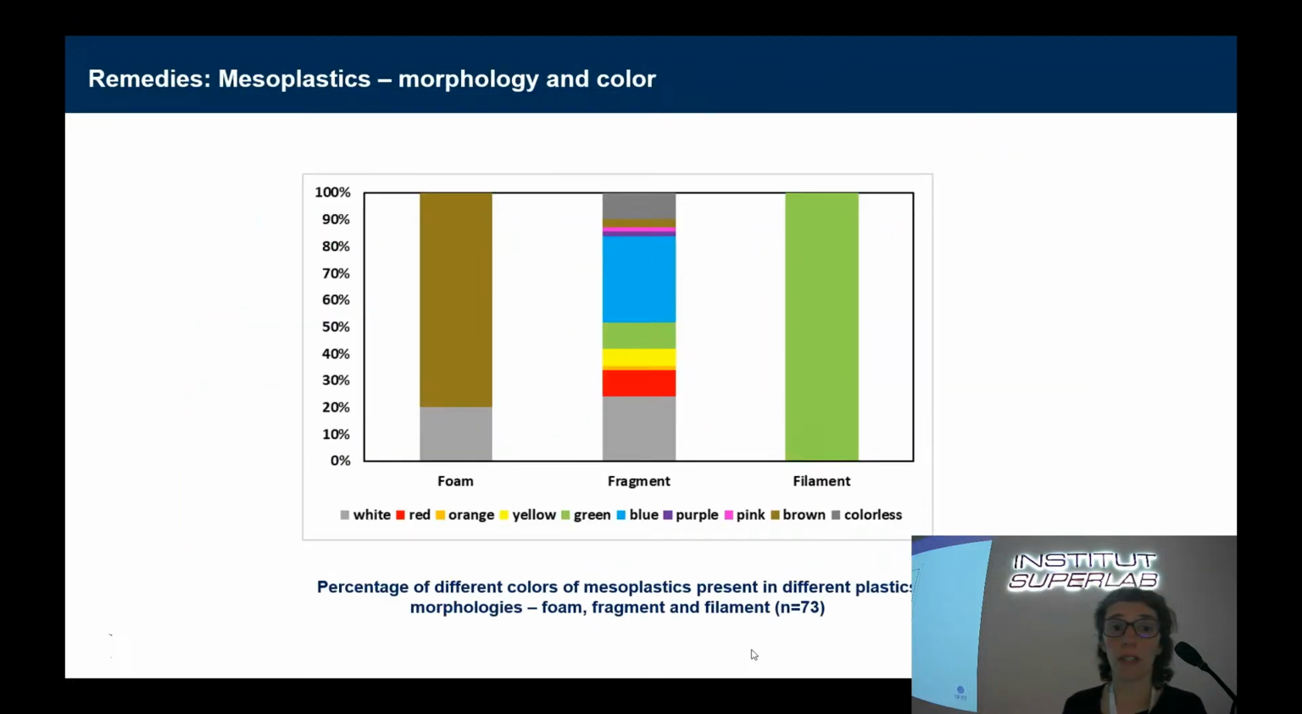Some of the results, when we are talking about the morphology and the color, you can clearly see what the colors were, the foam, the fragments, and the filaments. Of course, as expected, most of our samples were fragments. I will not go into more detail on these results.